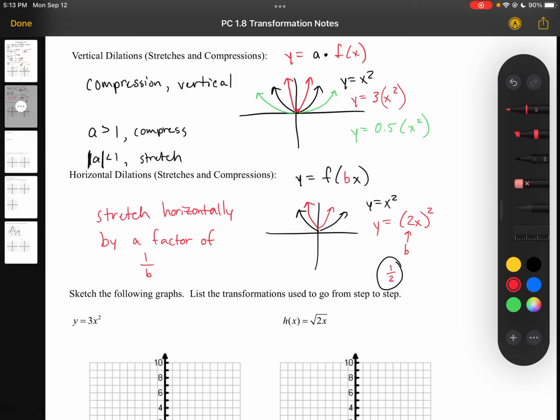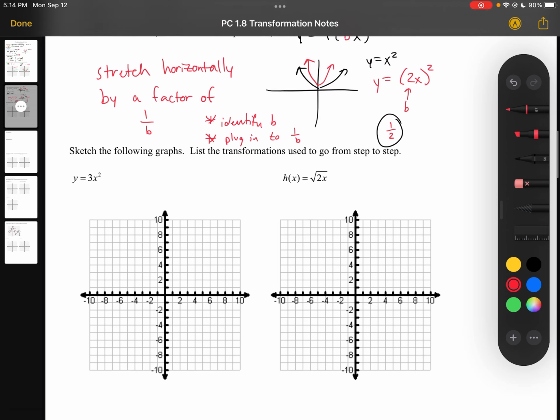So the key thing here is first you have to identify b. And then second, you plug into 1 over b, and then 1 over b tells you what your stretch factor is. So if your stretch factor is less than 1, it gets skinny. If your stretch factor is greater than 1, just like above, it's going to get wider. So these are going to be the things that tell us basically what's happening here. So in our first example, this 3 is outside of the x squared. So we just take our original parent function, y equals x squared.